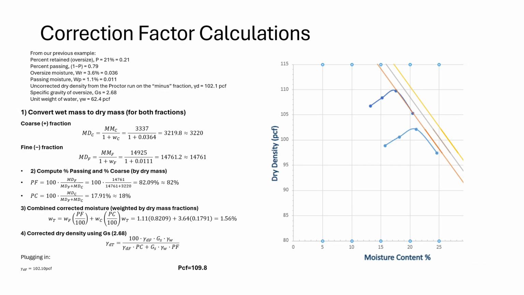ASTM D698 is more than just compacting soil in a mold. It involves sample preparation, method determination, moisture control, compaction effort, curve development, and when required, oversize correction. Every field density test depends on the accuracy of this curve. If the procedure is done correctly, the proctor curve becomes the foundation for reliable compaction control.